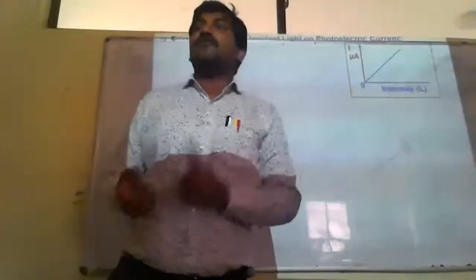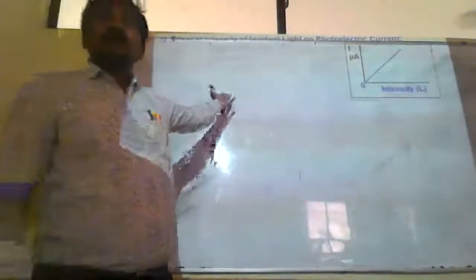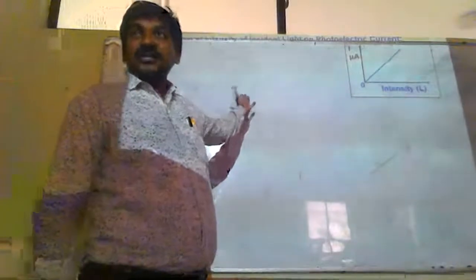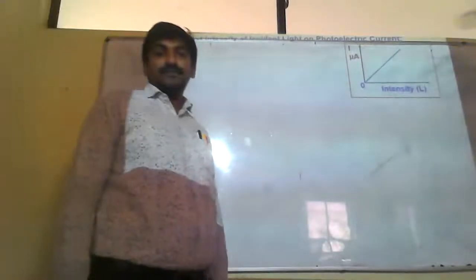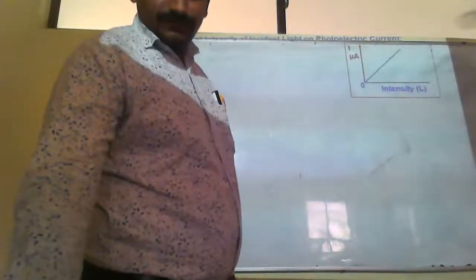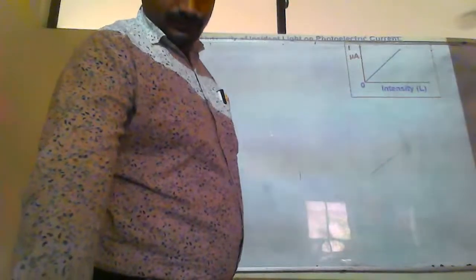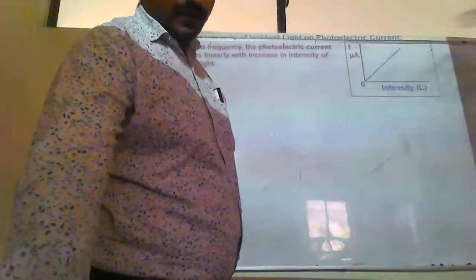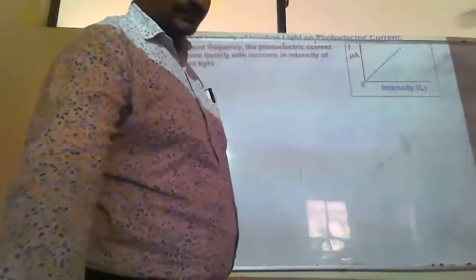They'll give the question: if intensity of incident light increases, what happens to the photoelectric current? And what is the condition? When the frequency is fixed. Right? Next. That's what I said. For a fixed frequency, the photoelectric current increases linearly with increasing intensity of incident light.